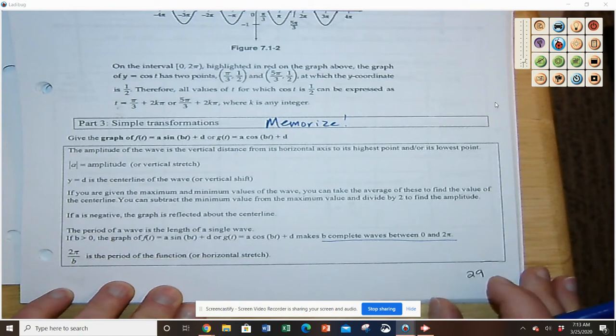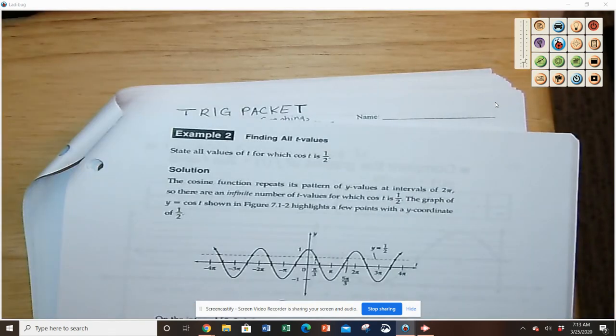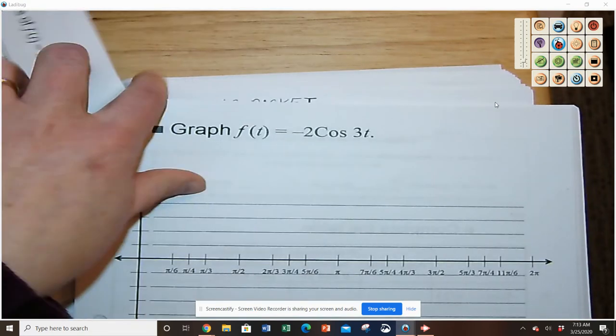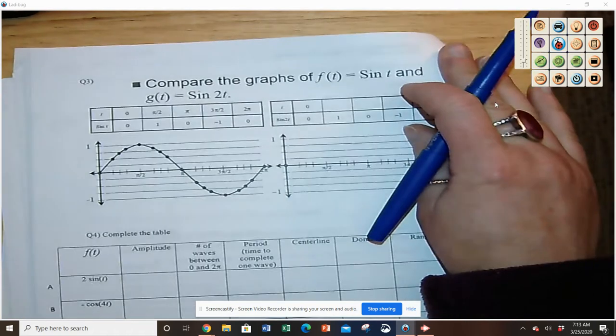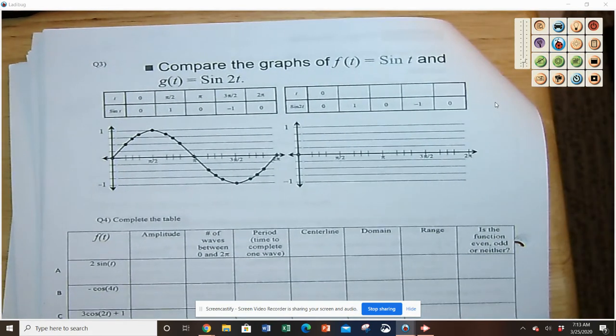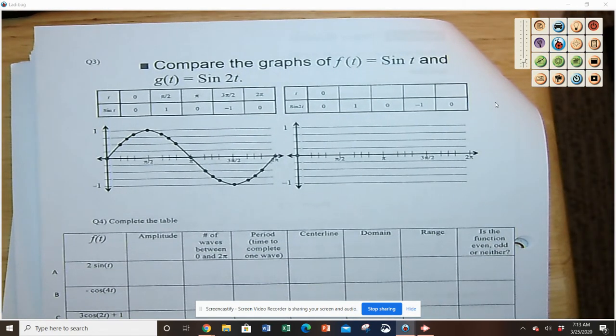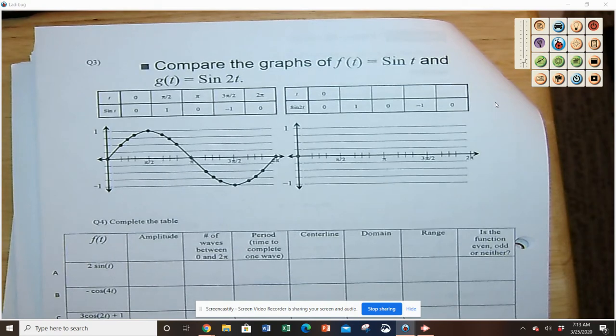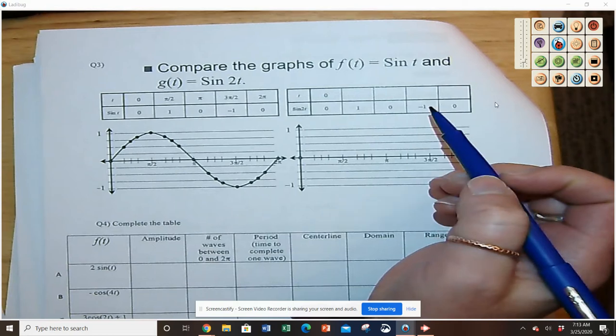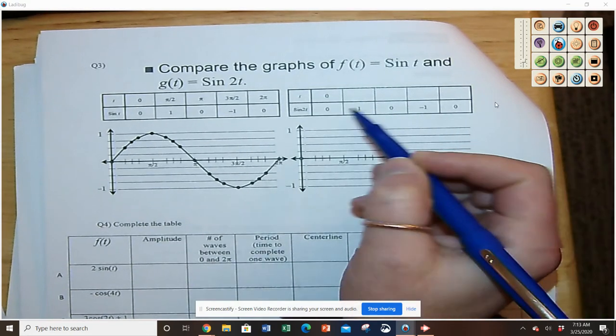So what I'd like to do is go over to B. Okay, and they're asking us to compare the graphs of sine of t and sine of 2t. So as you go through, you're kind of looking at your values here.